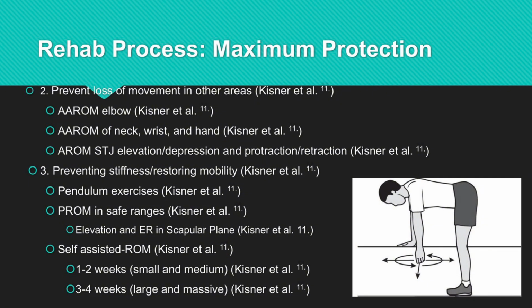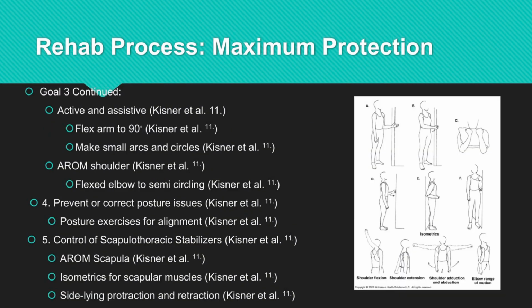You can do a pendulum exercise, which is what I have a picture of there, and also make sure to keep range of motion within safe areas so as not to cause pain, and do self-assisted ROM. It varies depending on the size of the tear. Then you also want to continue to do active and assisted motion.